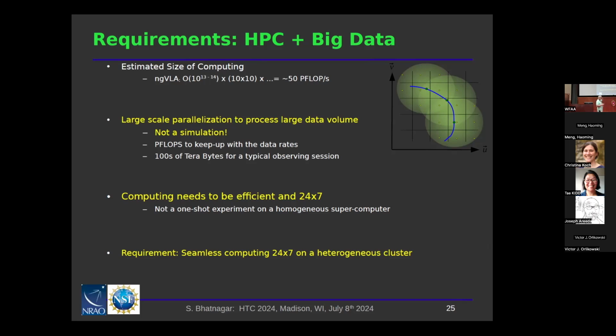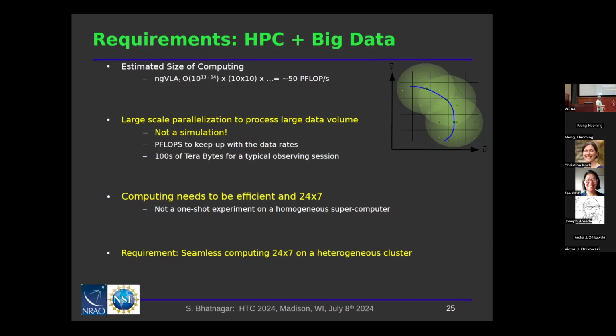Often when I talk to the HPC community, especially with the DOE people, their view has been, and we're trying to modify that, that their HPC problem is simulations. Somebody comes, does a simulation for 2 months, and they go away and they've got the product. That's not our case. We are pumping terabytes of data with petaflops of computing, and we'll keep doing it 24/7. That's exactly our problem. So computing needs to be efficient. It needs to be 24/7.